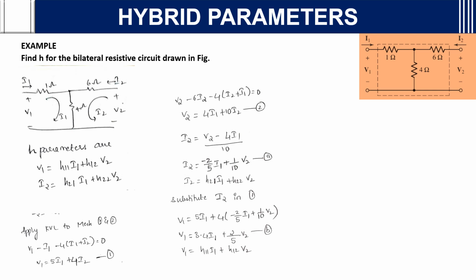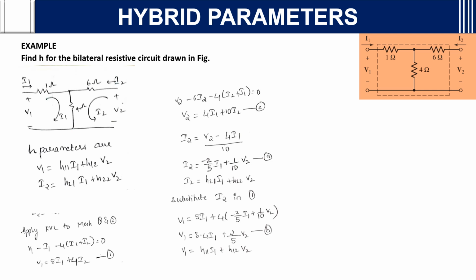If you consider this equation and rearrange, I2 is equal to (V2 minus 4 I1) by 10. Then I2 is equal to minus 2 by 5 I1 plus 1 by 10 V2. This looks similar to this equation, right? So if you compare, H21 will become minus 2 by 5, H22 will become 1 by 10. Simple.